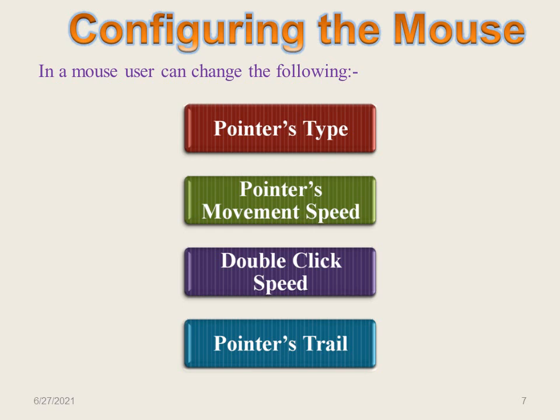Then next is double click speed. It means how quickly you are pressing the mouse button twice. The more the double click speed, the faster you have to press the mouse button.